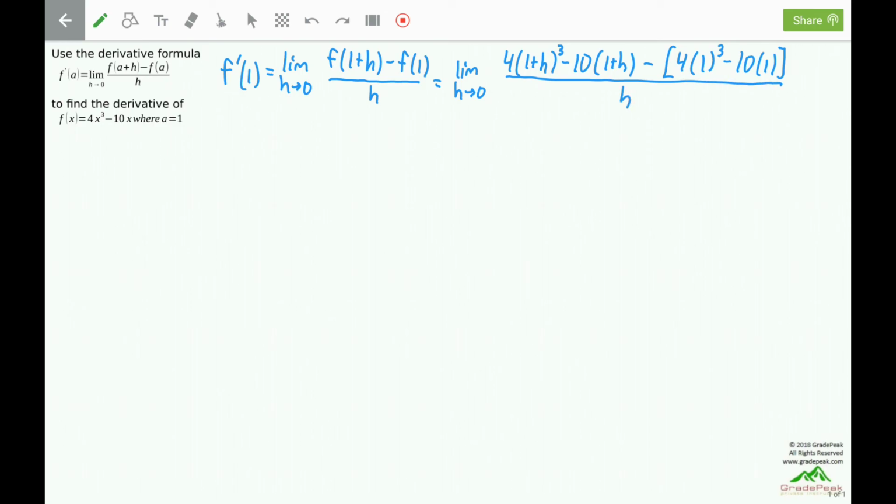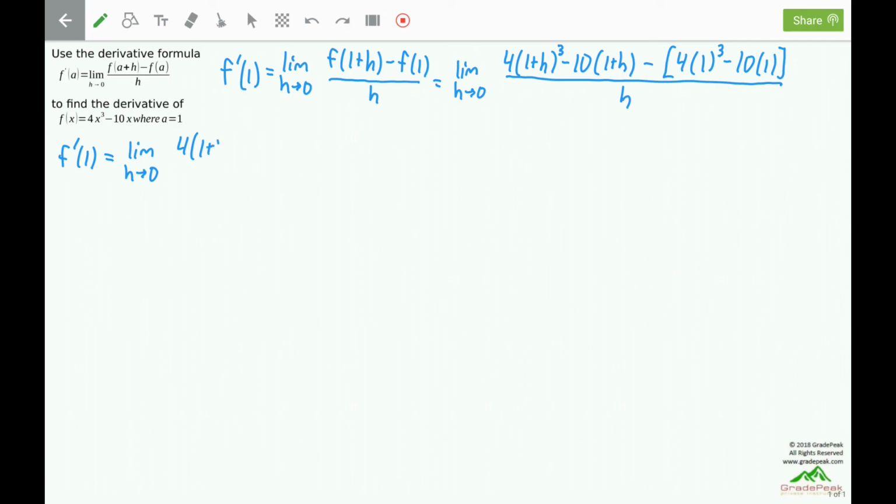Divided by h. Now this will be the 0 over 0 indeterminate form, and it will continue to be until we can factor an h out of the numerator to cancel with that h in the denominator. That's always our goal. To be able to factor the numerator, we have to have a single expression of terms adding and subtracting each other. We're going to need to expand out that 1 plus h quantity cubed, as well as distribute in the negative 10 and the 4 that's with the 1 plus h cubed.